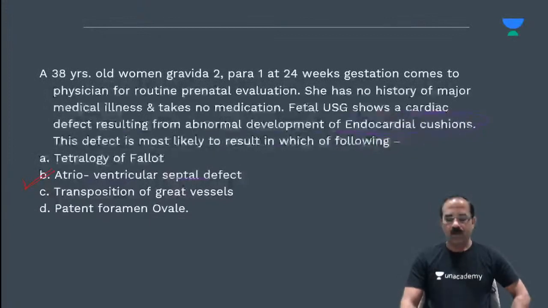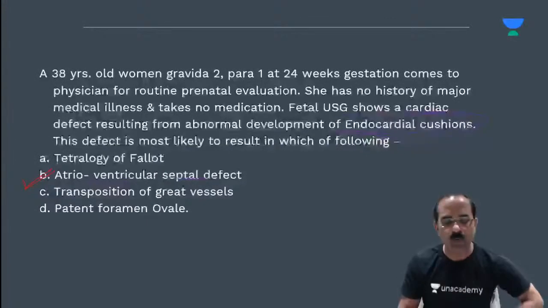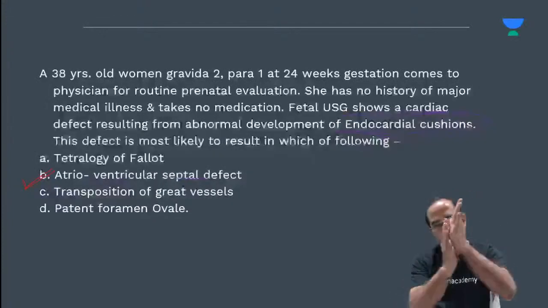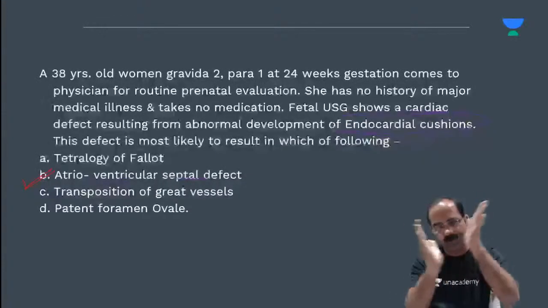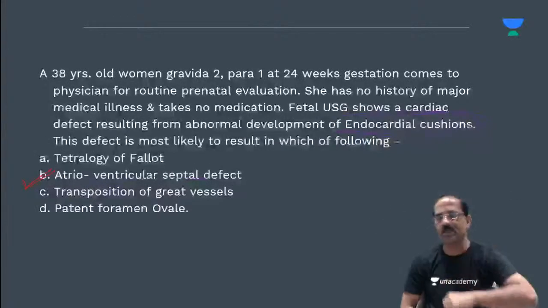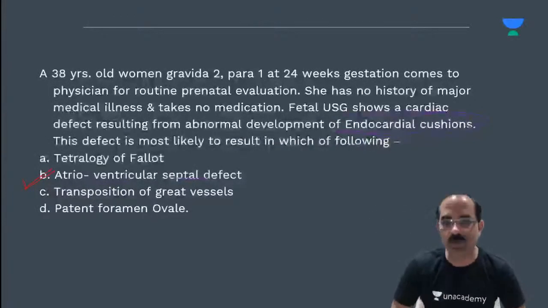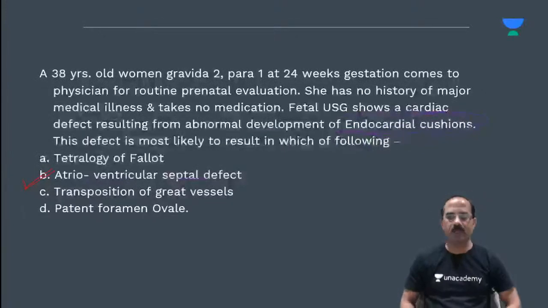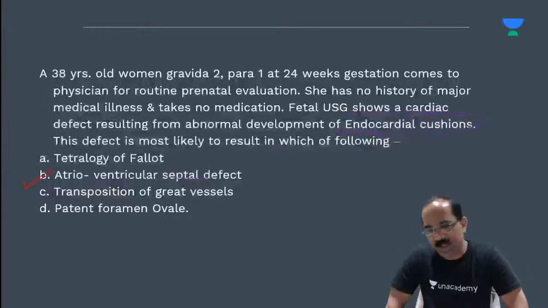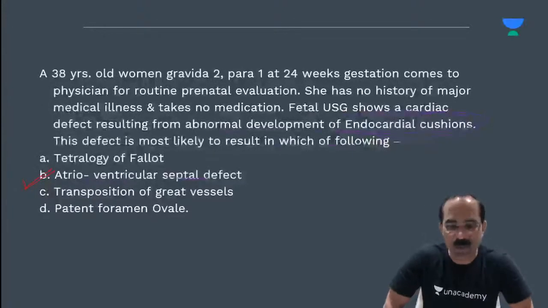Okay. So when do you get a patent foramen ovale? Patent foramen ovale is when the septum primum and septum secundum do not fuse. The septum primum does not fuse with the septum secundum, you get a patent foramen ovale. Clear? Failure of fusion of septum primum with the septum secundum leads to a patent foramen ovale.